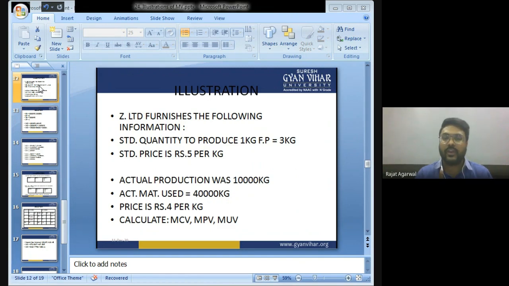Actual production was 10,000 kg. Actual material consumed was 40,000 kg. Price is rupees 4 per kg. Calculate material cost variance, material price variance, and material usage variance. Check.